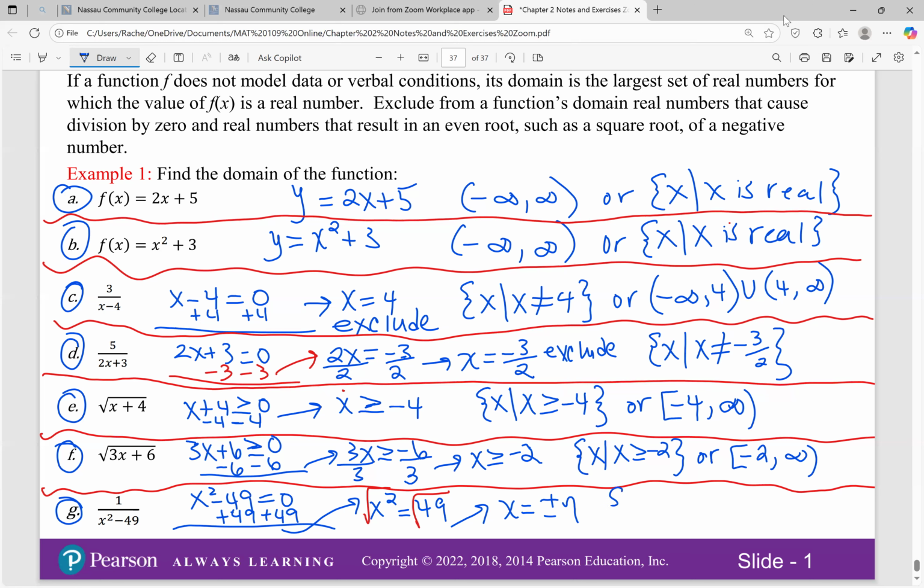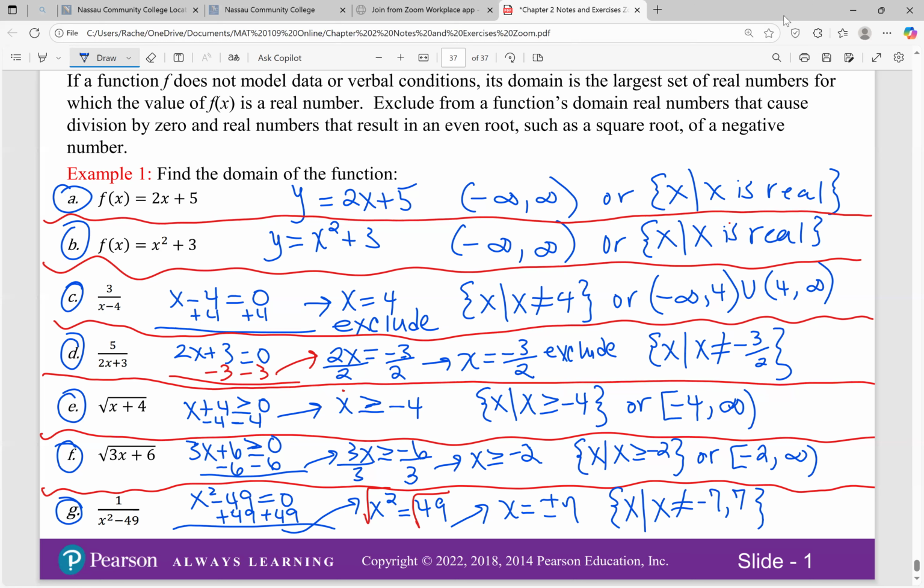So my domain is going to be all values of x such that x is not equal to -7 or +7. And we could write it like that in set builder notation. So x could be any real number such that x is not equal to -7 or +7.